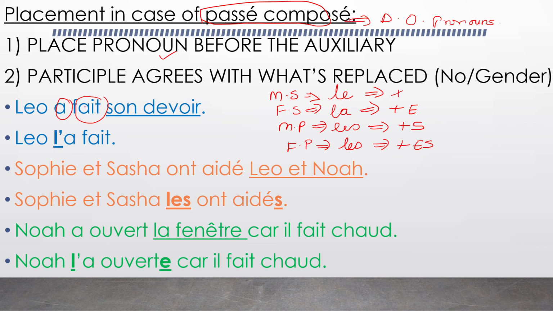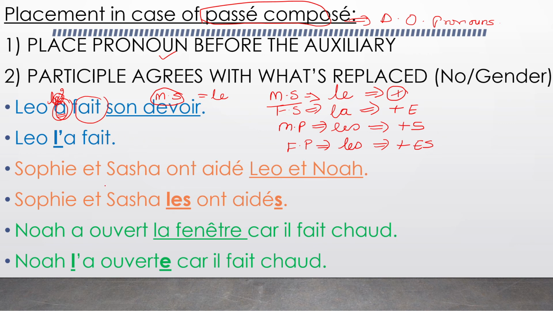So, Leo a fait son devoir. This is masculine singular, so you have to replace it with le. Now, passé composé, so you have to place it before the auxiliary. Now, the auxiliary here always comes first, so the auxiliary is a. When you put le and a, a clash happens here, so the e is replaced by an apostrophe. It becomes Leo l'a fait. Now, what have you replaced? You have replaced something masculine singular. When you're replacing masculine singular, there is no extra agreement, so it remains as it is.